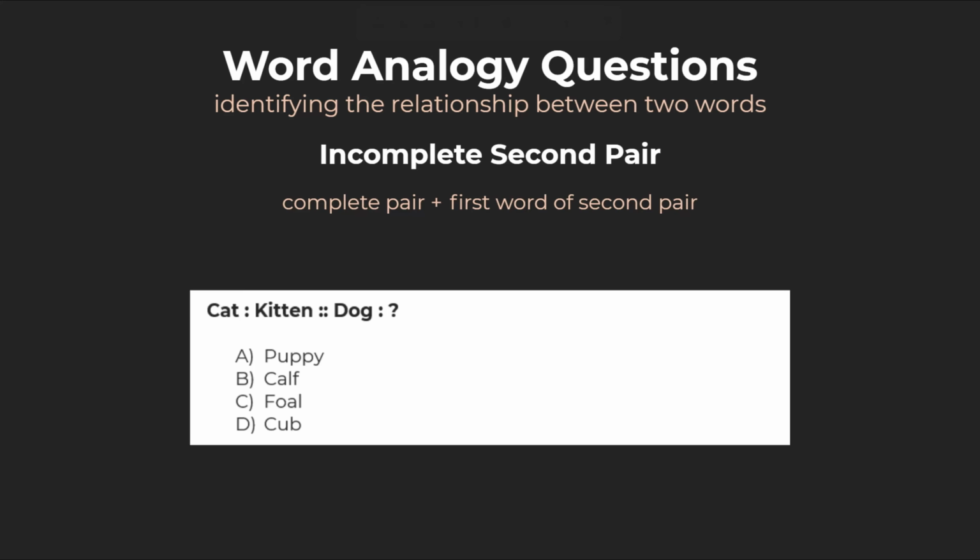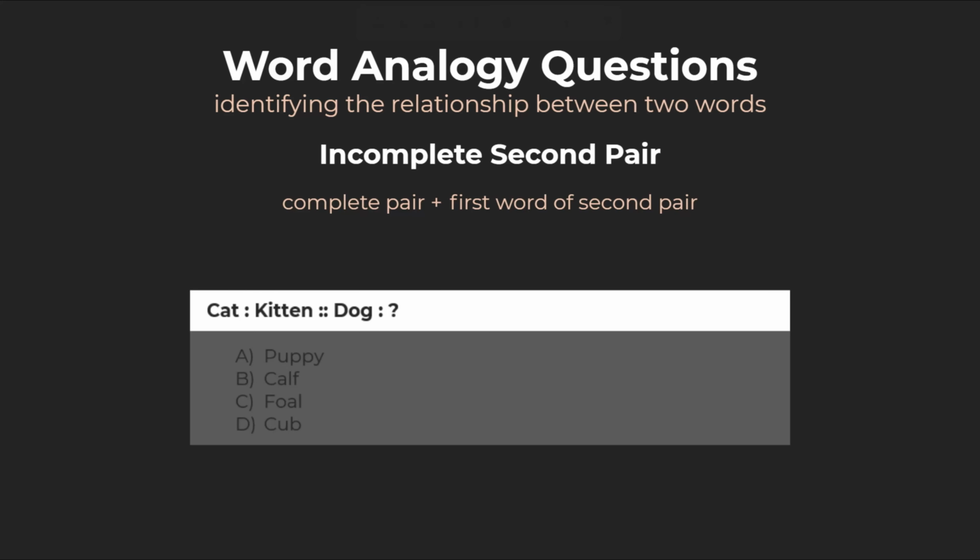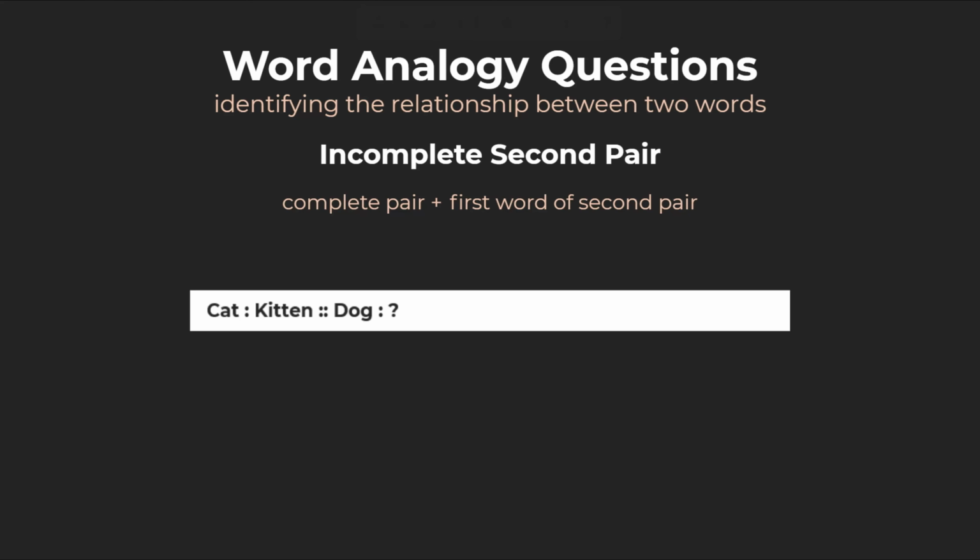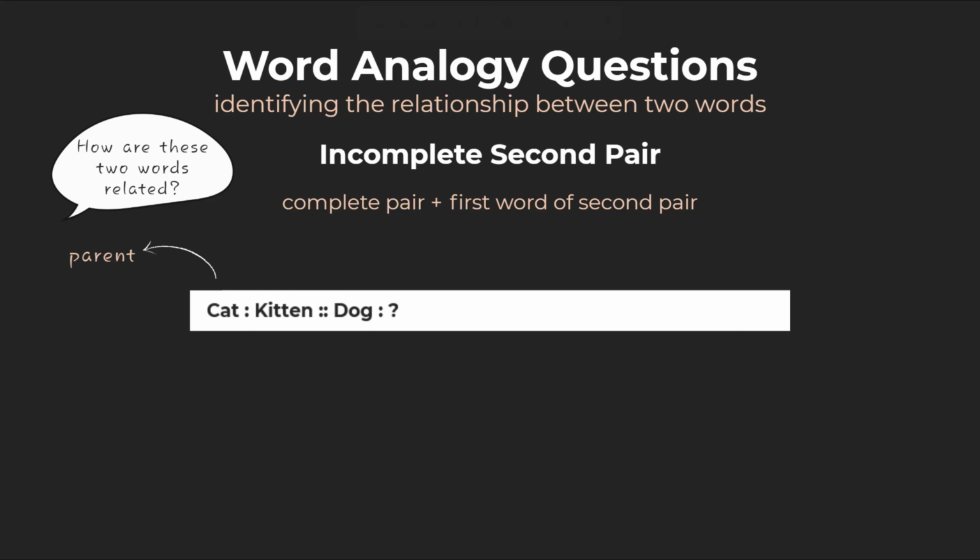When you see a question like this, the first thing you should do is ignore the answer choices for a moment and focus only on the first pair, cat and kitten. Ask yourself, how are these two words related? A cat is the parent, and a kitten is the offspring. So the relationship here is parent to offspring. Once you've identified that relationship, you can apply it to the second pair. If dog is the parent, what would the offspring be?